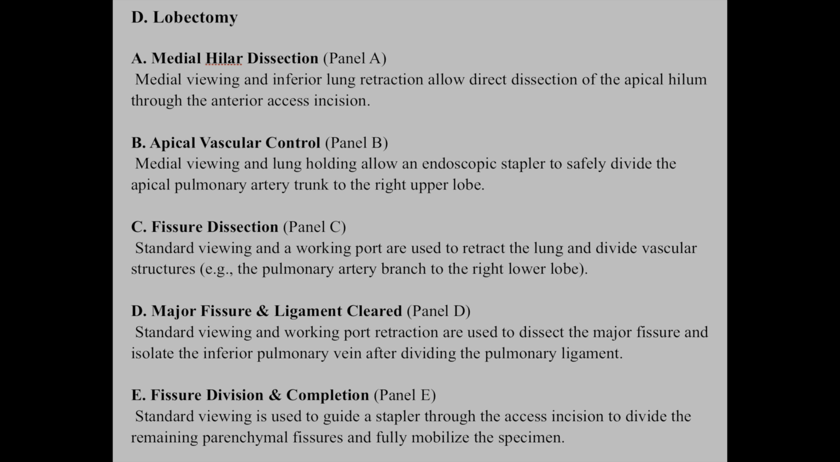Fissure dissection. Standard viewing and a working port are used to retract the lung and divide vascular structures, for example the pulmonary artery branch to the right lower lobe. Major fissure and ligament: standard viewing and working port retraction are used to dissect the major fissure and isolate the inferior pulmonary vein after dividing the pulmonary ligament. Fissure division and completion: standard viewing is used to guide the stapler through the access incision to divide the remaining parenchymal fissures and fully mobilize the specimen.